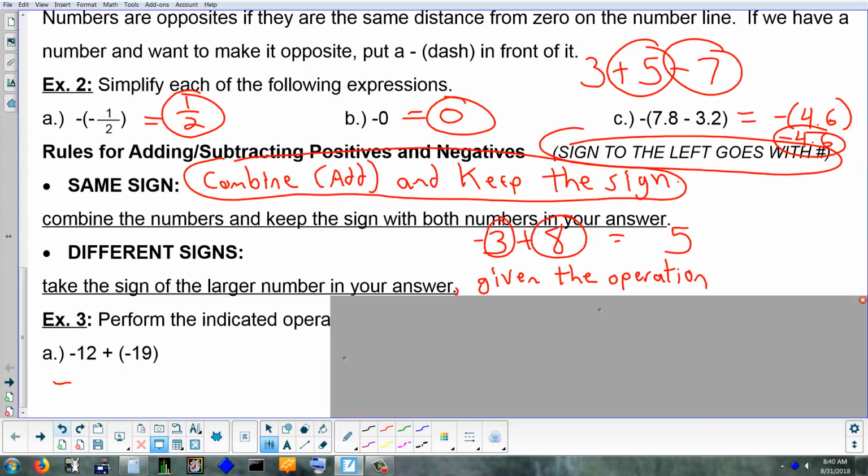Then what am I gonna do to the numbers? Add them together, right? So I got 12 plus 19. What's 9 plus 2? 11. Then I'm going to carry the 1 over, right? So now I got 3 ones. I got 1 plus 1 plus 1.